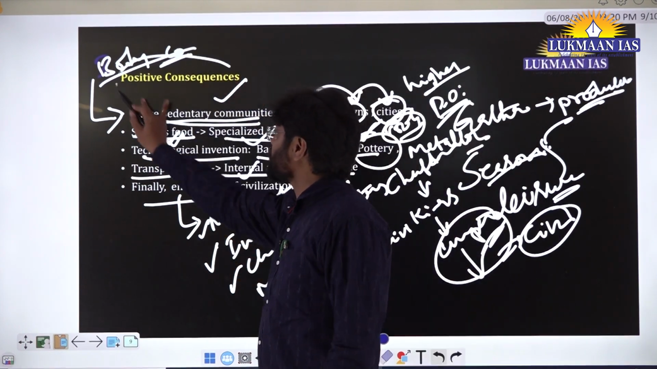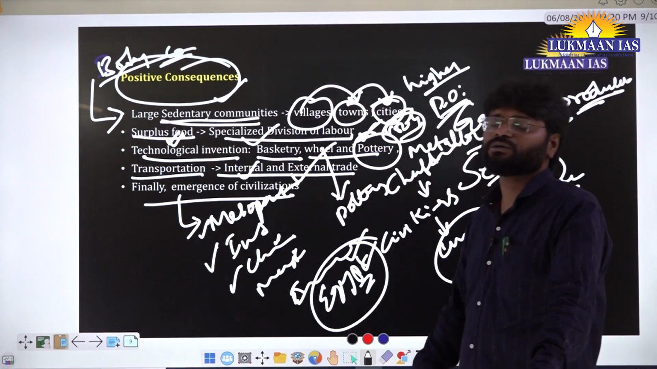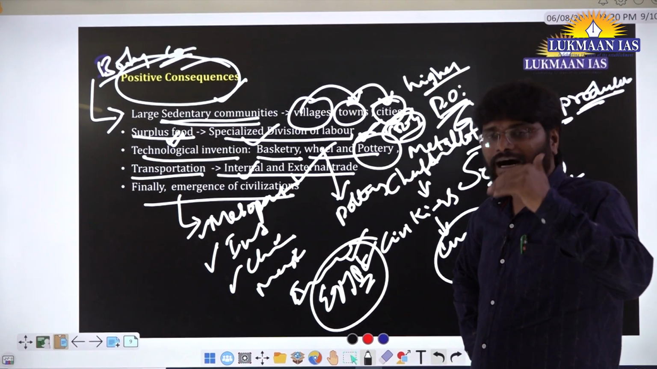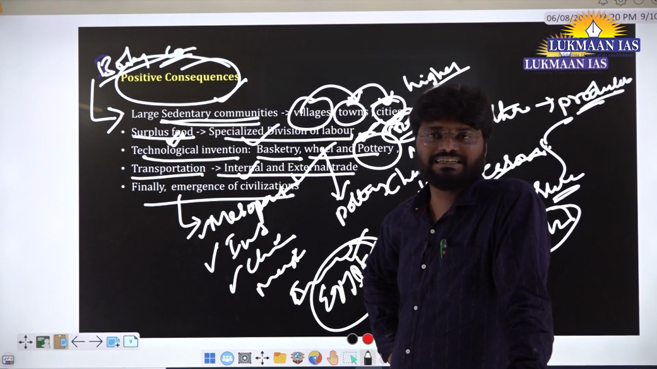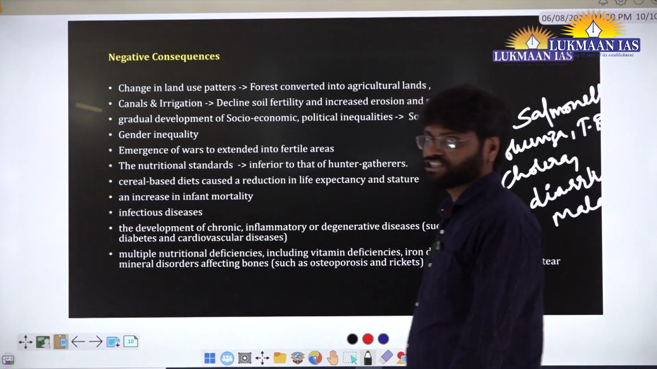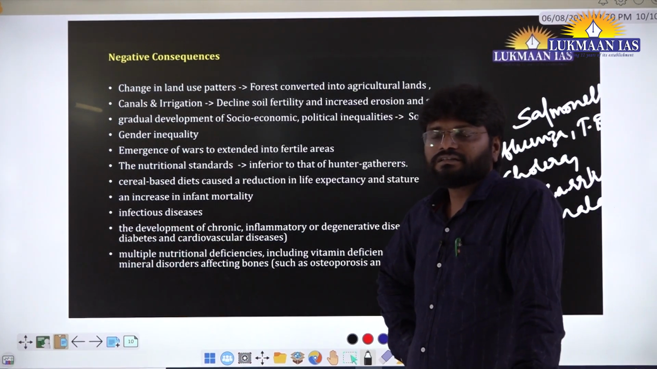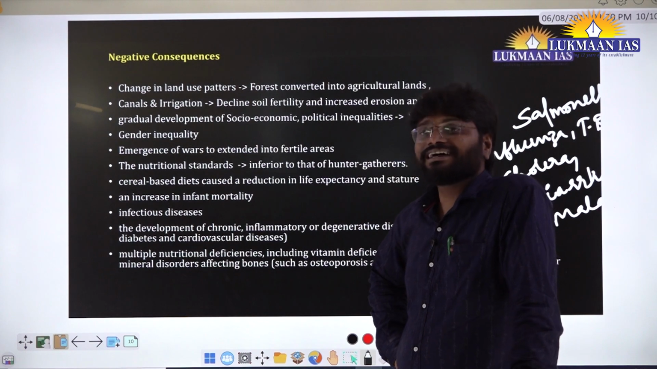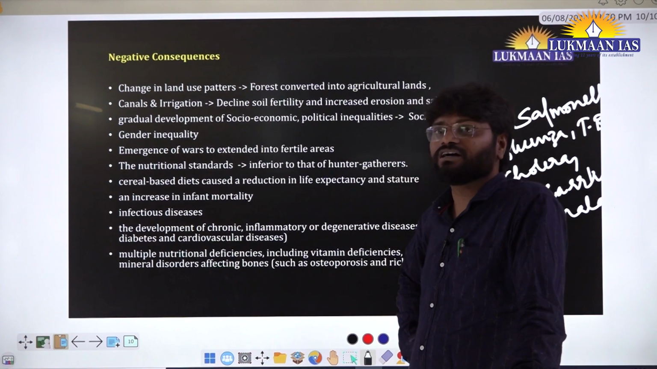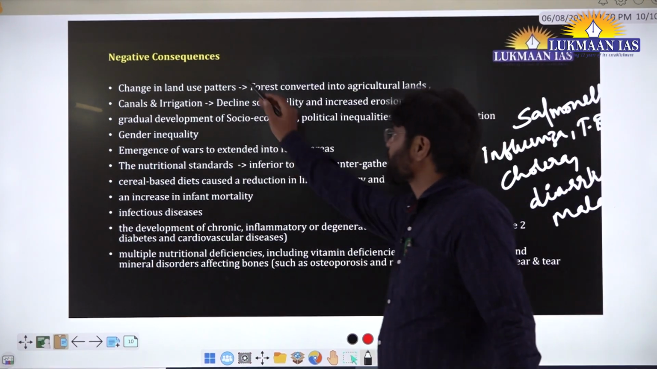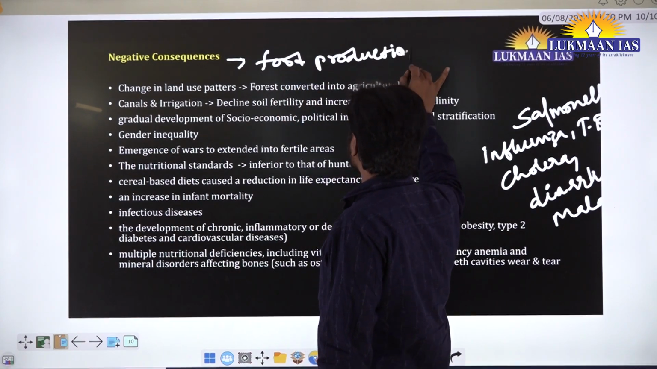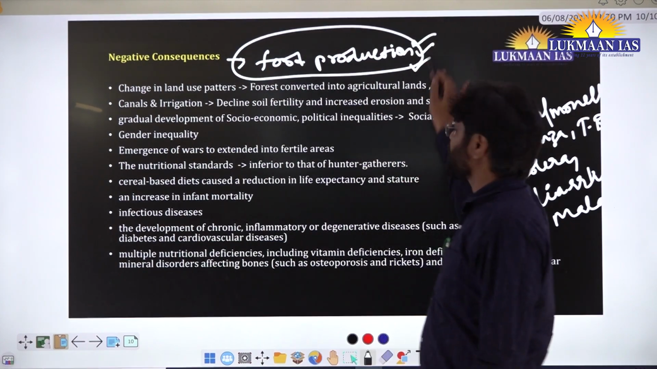So these are all the positive consequences. We can understand positive consequences in the form of population density, technological improvements, as well as complexity in the form of economy, polity, religion, and everything. So that is positive consequences. When it comes to the negative consequences, everybody thought that the Neolithic revolution, that is the agriculture invention, is always positive for human beings. But there are a lot of negative consequences which emerged because of food production. Food production led to many negative consequences on human populations.